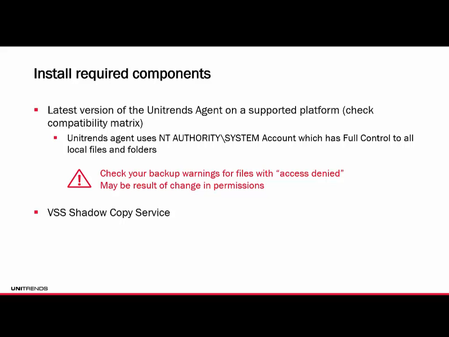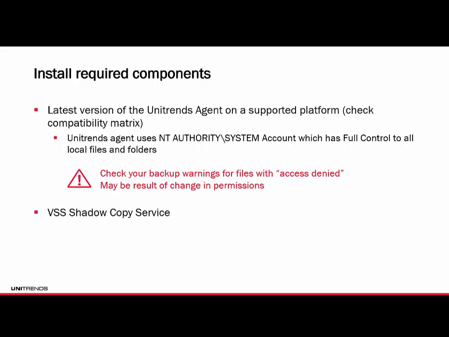The Unitrends agent for the Windows machines uses NT Authority as the system account. That account has full control to all local files and folders. One cool thing about Unitrends they got rid of years ago, you don't have to install our agent as a specific account and then worry about that account having rights. Our agent, our service runs as the Windows system account, the NT Authority account, and that account already has full control. Now, if you do have backup warnings that pop up and they do say access denied, the result may be a change in permissions. Go to your file and folder structure and make sure that the system account has full control.